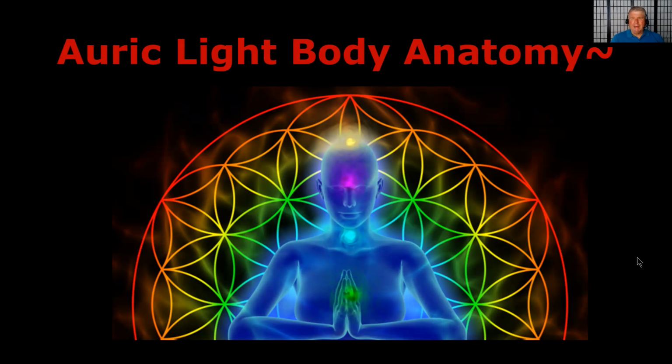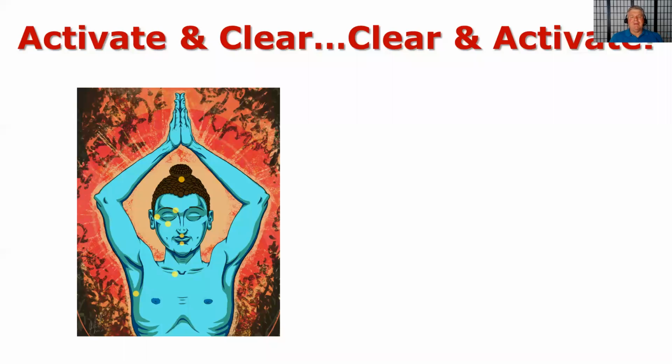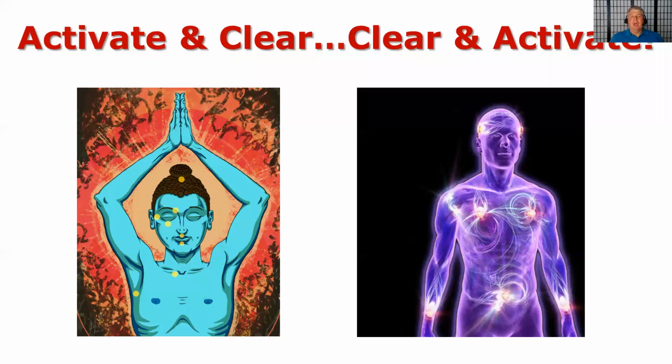So, your auric light body anatomy. As we begin, in my body of work, I always think in terms of activate and clear, clear and activate. Activating your most radiant, most enlightened self, the fully enlightened, fully embodied parts of you that are already always present and just waiting for you to wake up to them. And then clear the karmic imprints, the energy blocks in your system.